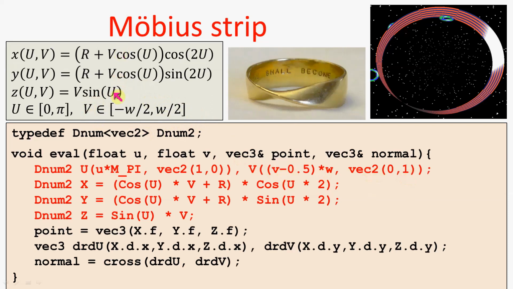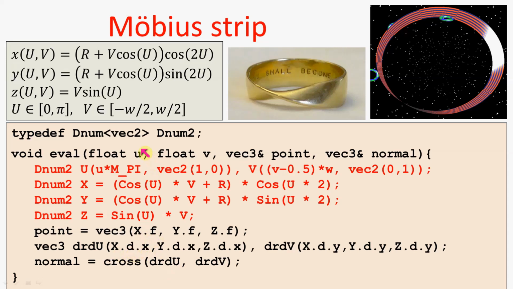The three formulae of the Möbius strip are just copied, and all parameters are evaluated for dual numbers, so the results will also be available in dual numbers. From a dual number we can fetch the value by referring to the f data member, and we can fetch the derivatives by referring to the d data member.